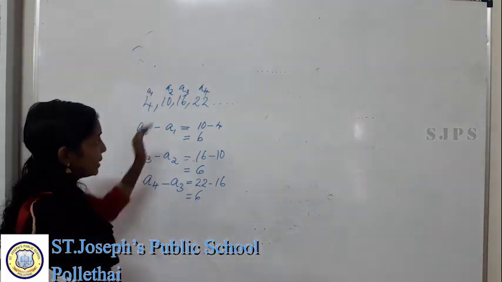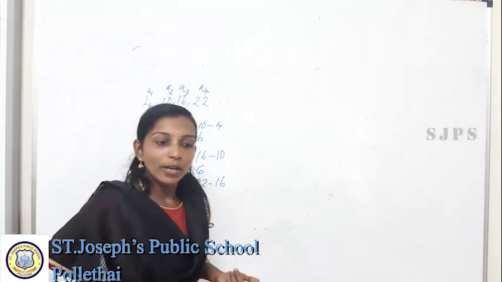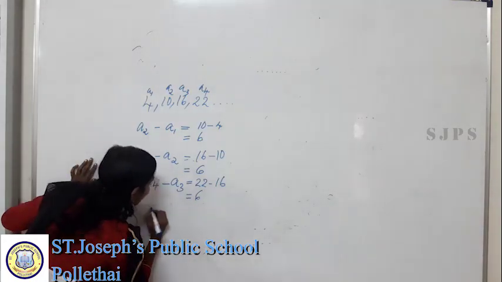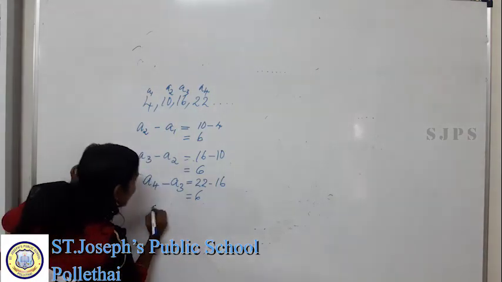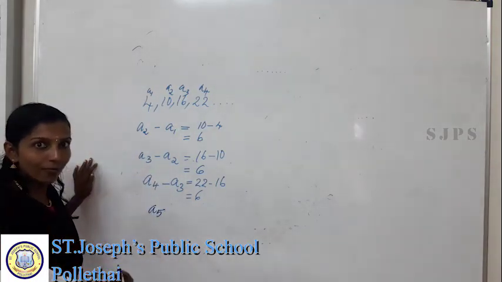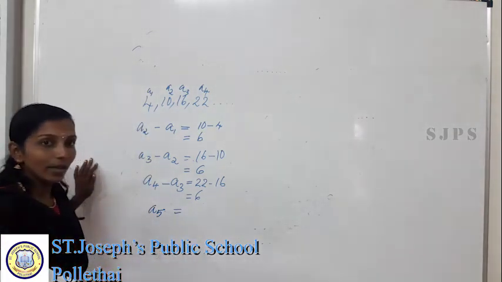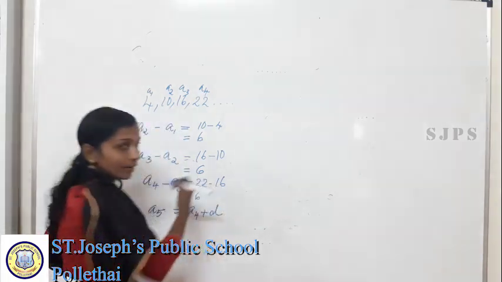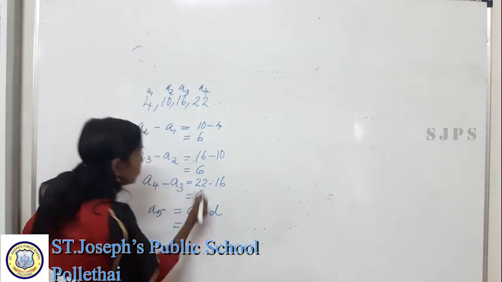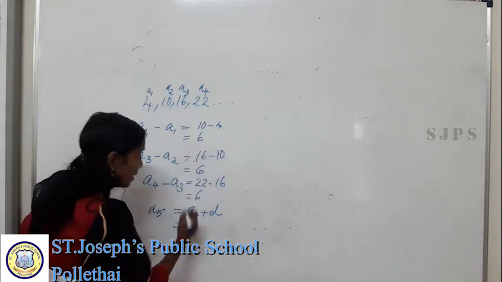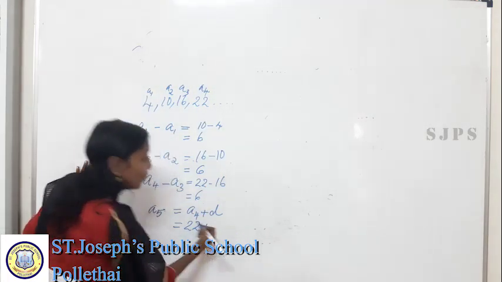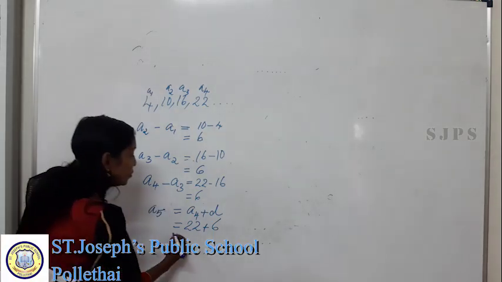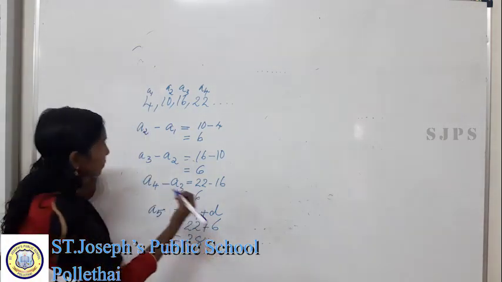Now it's an AP, so we want to find the next two terms. Then how to find the next term? Next term is A5. How do we get A5? A5 is equal to A4 plus D. A4, the fourth term, is 22, and 22 plus 6 is equal to 28.